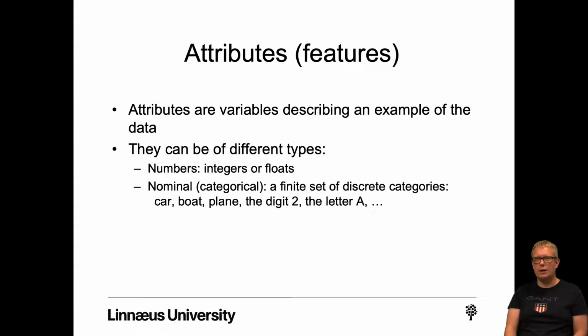The attributes are variables describing an example of the data. They can be of different types: numbers, integers or floats, or they can be nominal or categorical, which is a finite set of discrete categories. For example, a car, a boat, a plane, the digit 2, the letter A, and so on.